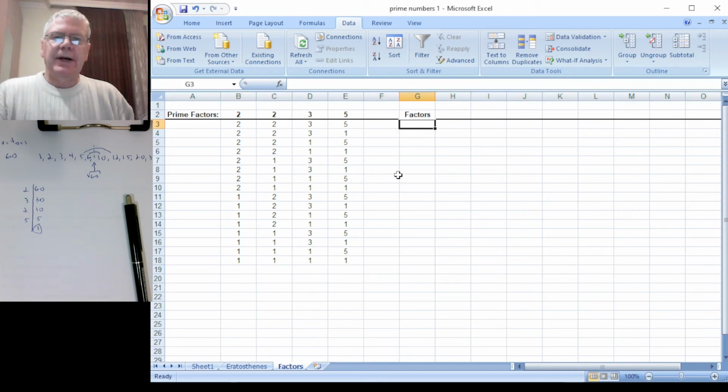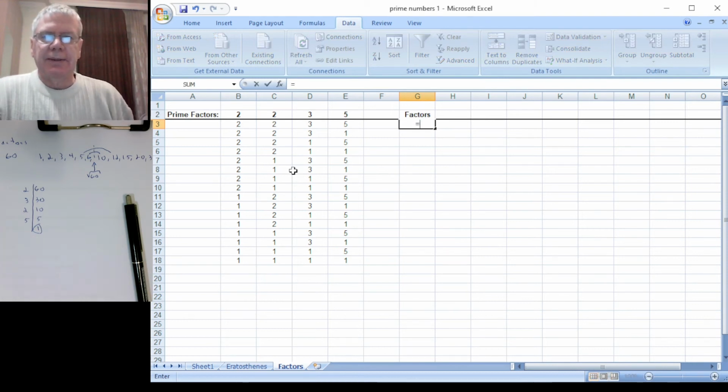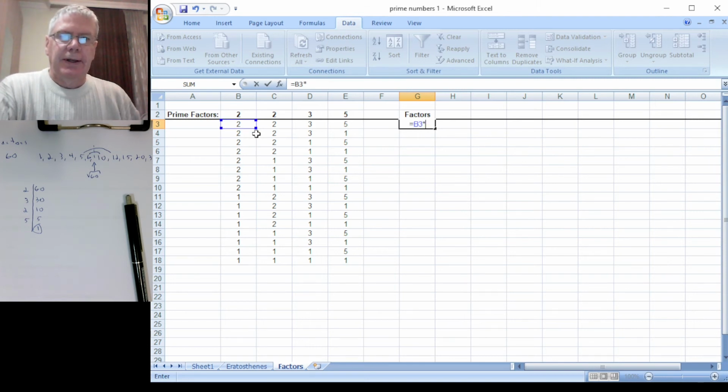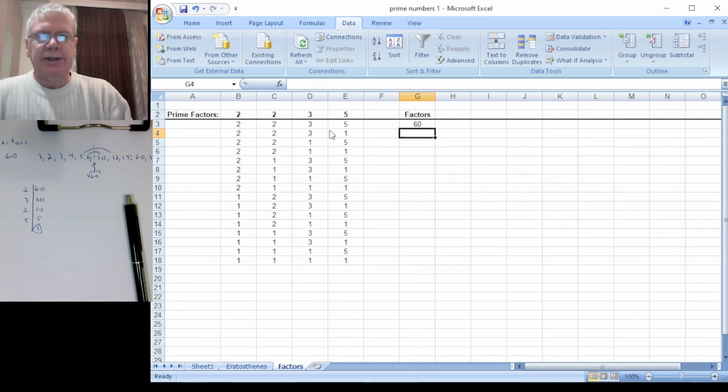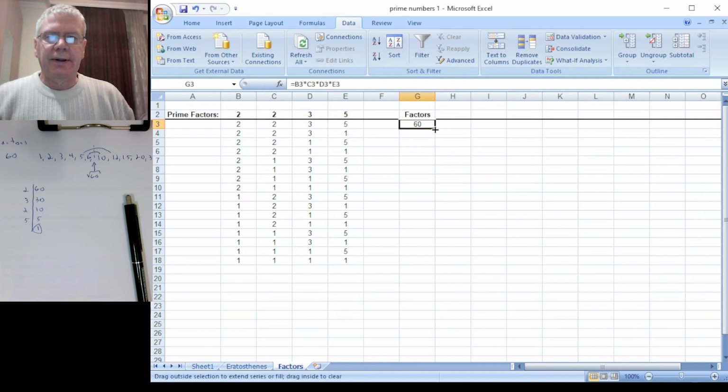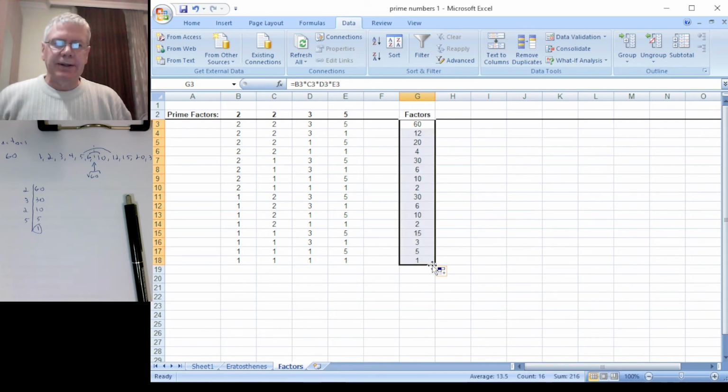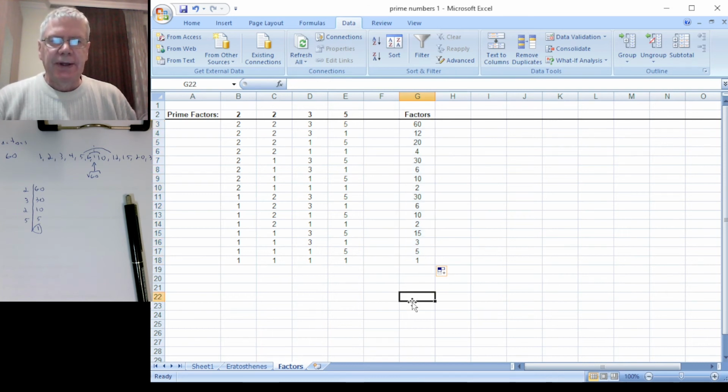So to find each factor, I'm going to just multiply each separate combination. So this is 2 times this times this, because they just multiplied across the row. So this is my 60. And I'm going to do that for all of the combinations or permutations. So these are all the factors of 60.